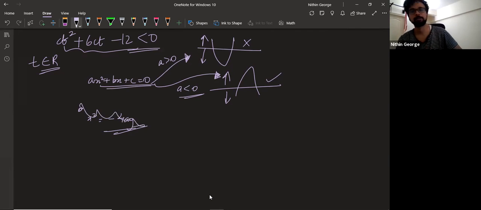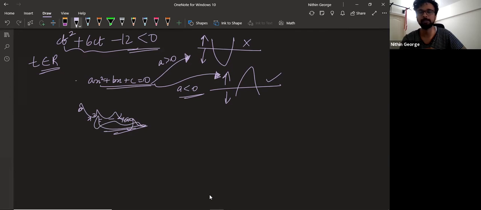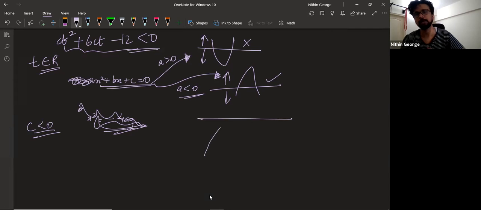So we have this term to be negative. Since this part is negative, I can conclude that c is less than 0. The leading coefficient is negative, so it's going down. But for all values of t, this will be lesser than 0, which means it has to be under the x-axis, right?